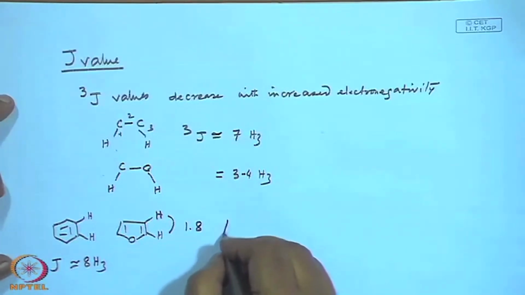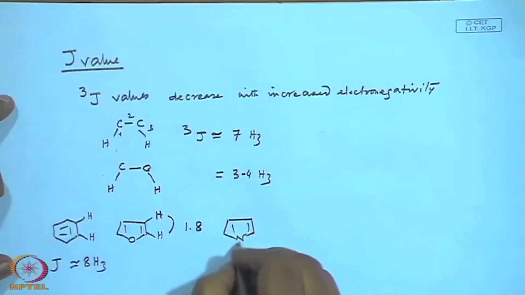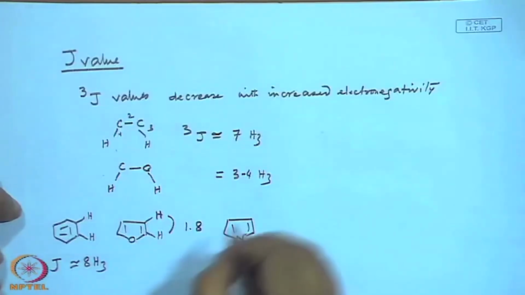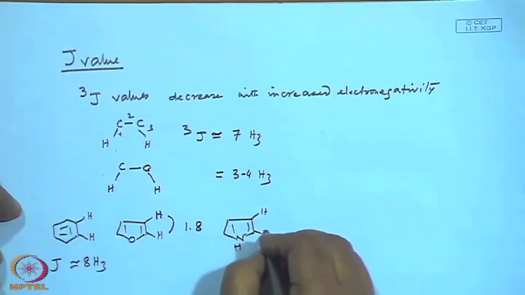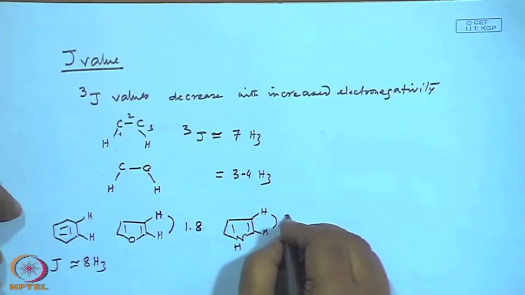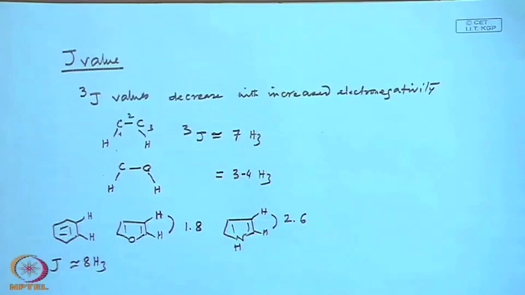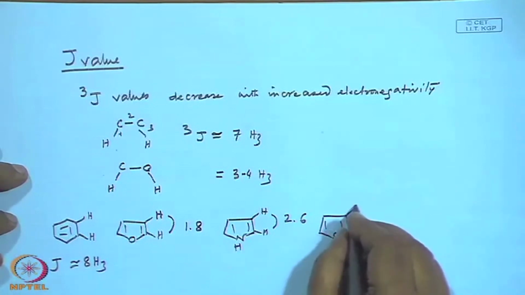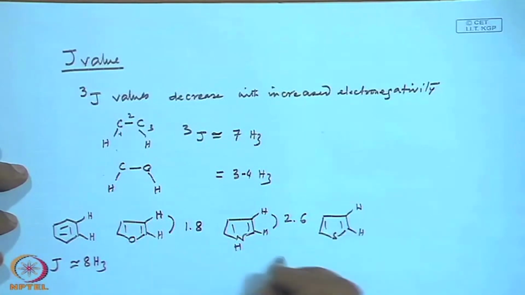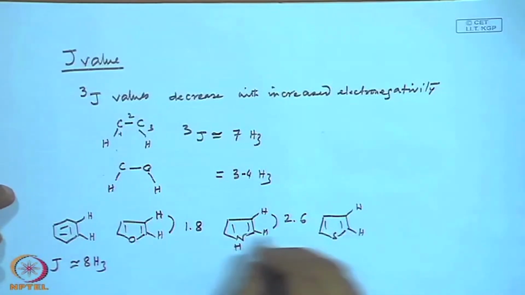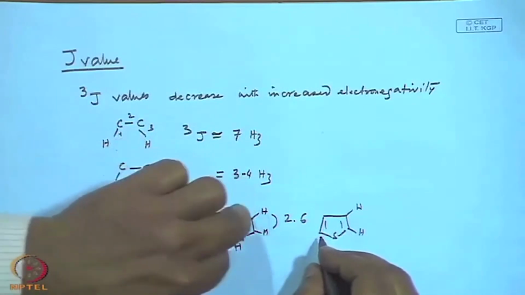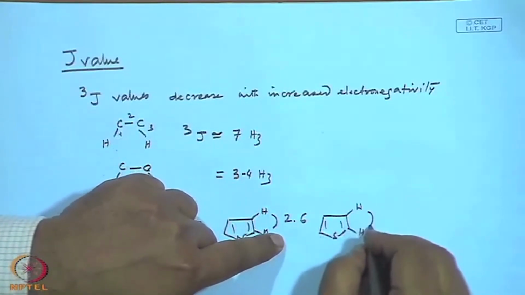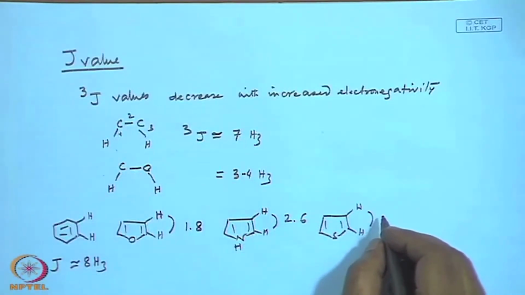For example, let us take another example like pyrrole. In the case of pyrrole, this hydrogen and this hydrogen would couple to each other with a constant of 2.6. In the case of thiophene, you can see electronegativity decreases in this order: furan, pyrrole and thiophene. So what do you expect? It should be a little more, right, and in this case it is 4.